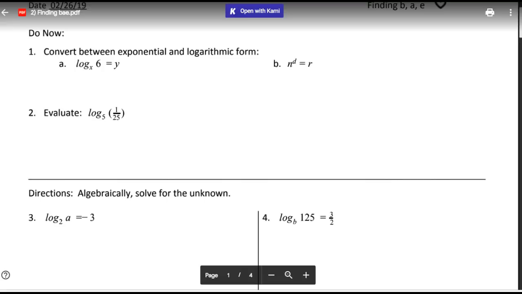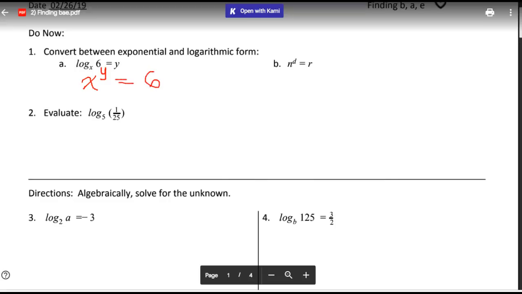Okay, so let's take a look at this. Here they just want us to convert between exponential and logarithmic form. So this one they gave us started as logarithmic, so we're going to go into exponential. So remember, this means what power of x is 6? And they're telling us that's y. So that would be x to the y equals 6.